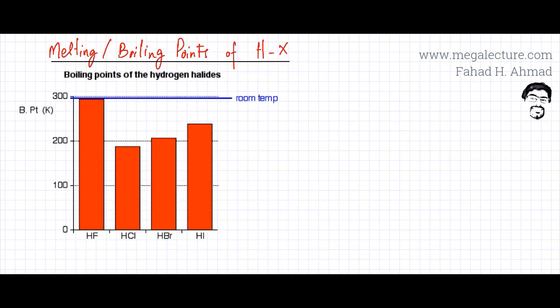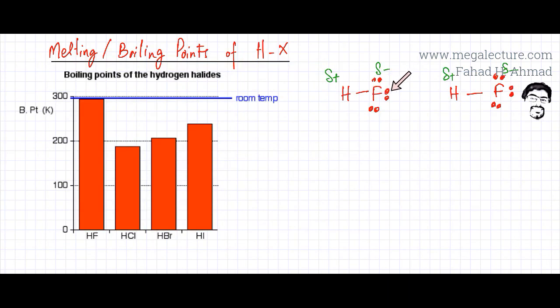Now we're going to discuss the melting and boiling points of HX, and this graph over here is for the boiling points of hydrogen halides. X is the halogen. So you can see over here that HF has a very high boiling point. HCl, HBr, and HI have lesser boiling points compared to HF, which means that HF has very strong intermolecular forces compared to all the others.